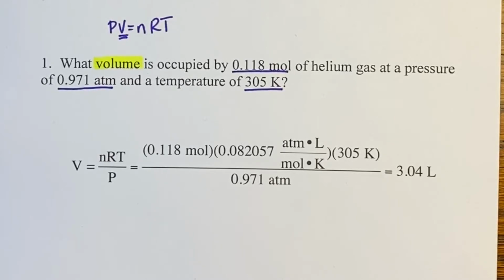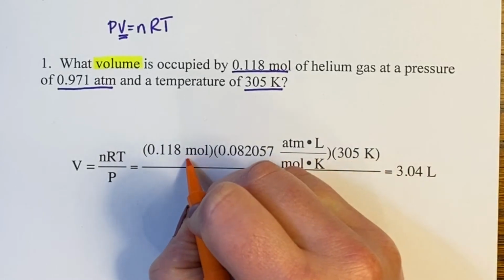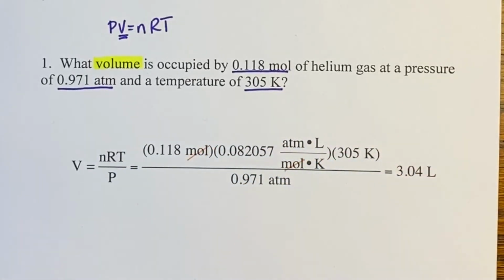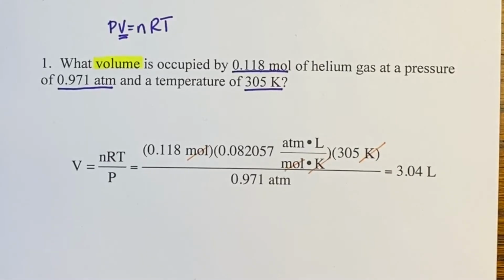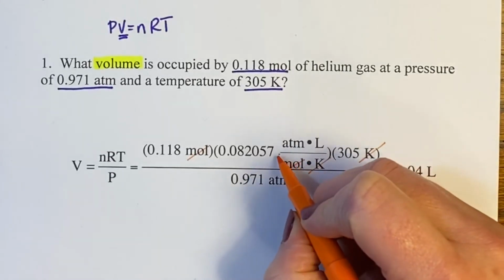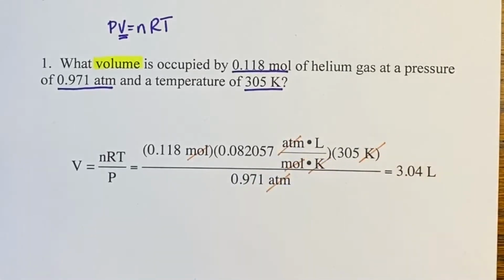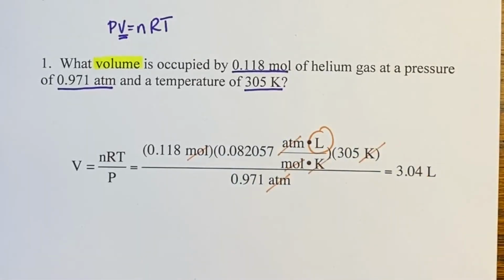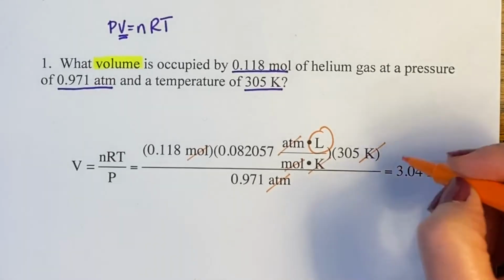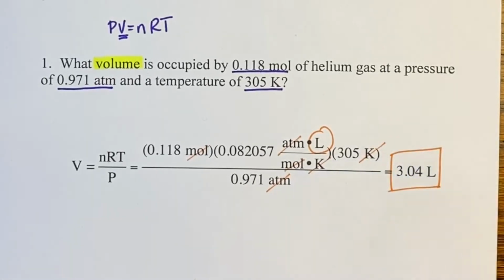So as I look at this information, my units of moles cancel moles from R. My units of Kelvin cancel with the Kelvin in my constant, and my units of atmospheres cancel with the atmospheres from the pressure that was given. That means that the units that I have left are liters, which is exactly what I'm looking for, my volume, and my final answer in this problem is 3.04 liters.